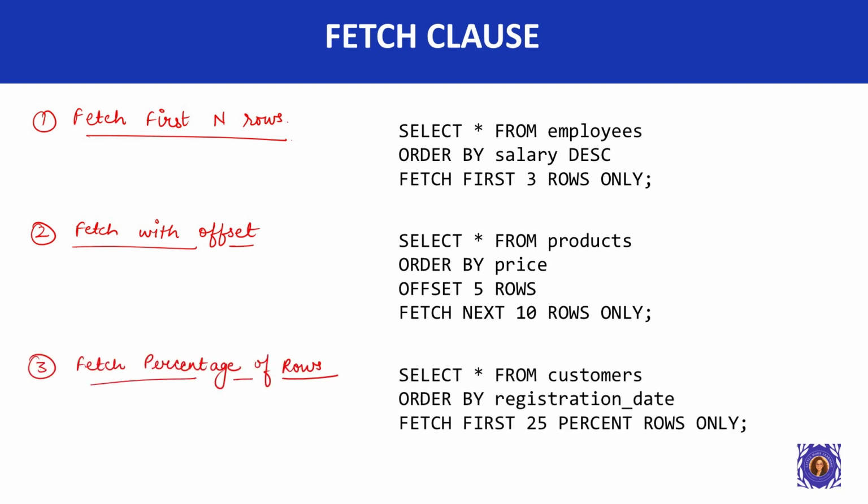The fetch clause has some advanced features that can be incredibly useful in specific scenarios. Let me show you 2 important ones. Instead of specifying an exact number of rows, you can specify a percentage. This query gives you the oldest 25% of your customers by registration date. This is particularly useful when your table size varies significantly over time.